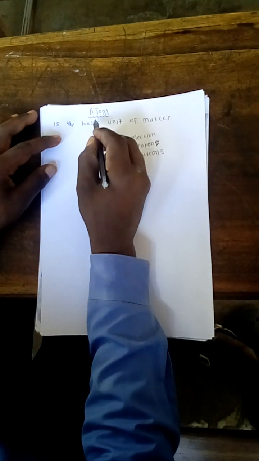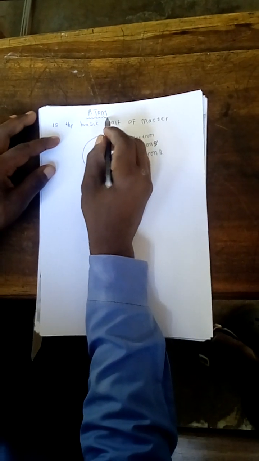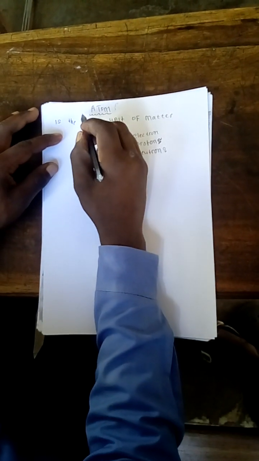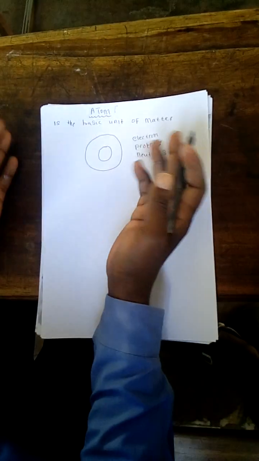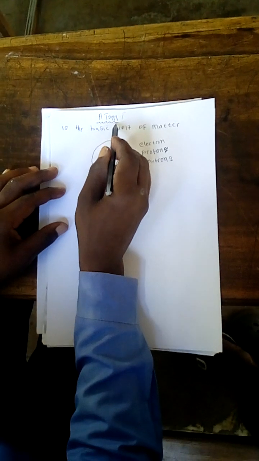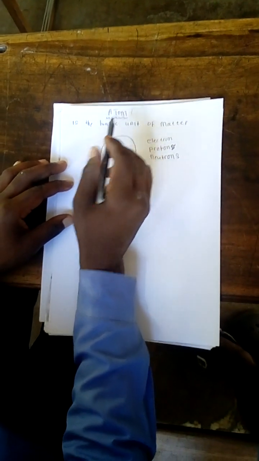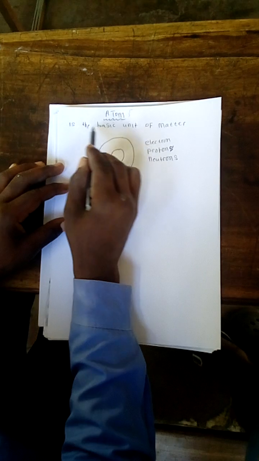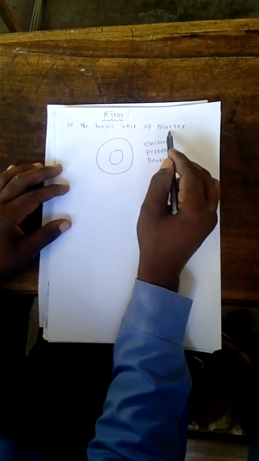Today we are revising on atom. What you need to understand about atom, you need to understand something very deep. Number one, you need to know the definition of an atom. To start with, you need to know to say an atom is the basic unit of matter.